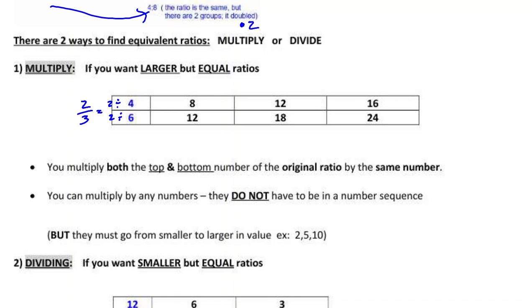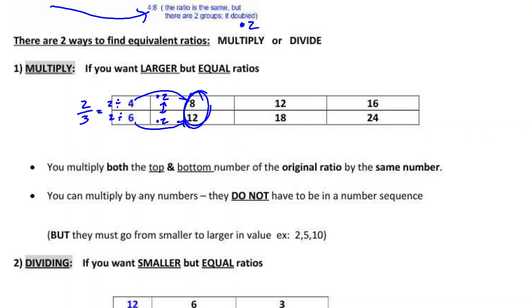So if you start with the 4, how can I get from 4 to 8? Well, I can multiply that by 2. And if I go from 6 to 12, that's also multiplying by 2. So as long as you keep the same factor that you're multiplying, which is that multiply by 2 piece, the same for the numerator and denominator, you're going to end up with that equivalent ratio.